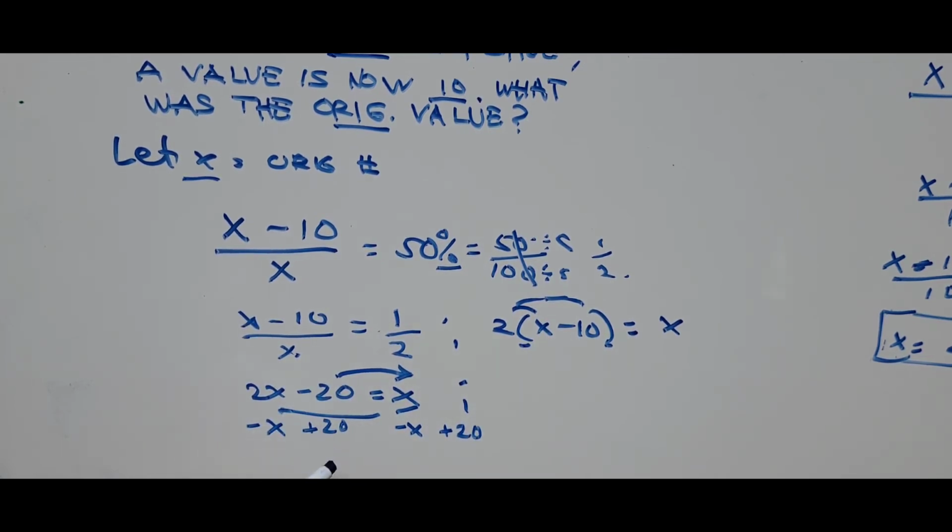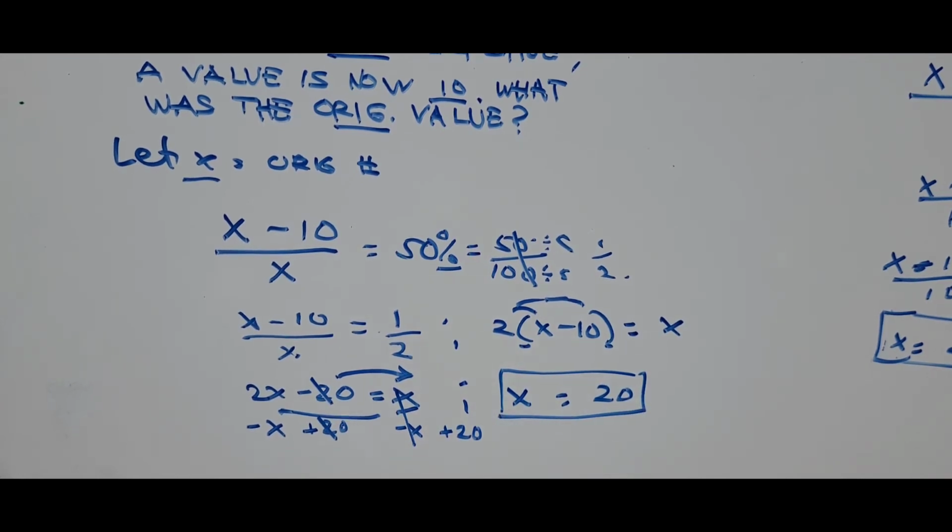This cancels the 20 on the left, and then minus x on the bottom, 2x minus x, that is x, equals on the right side, since x minus x cancels, and since we added 20, the right side will be 20. So the value of x is equal to 20.